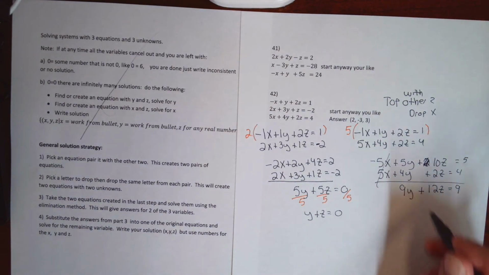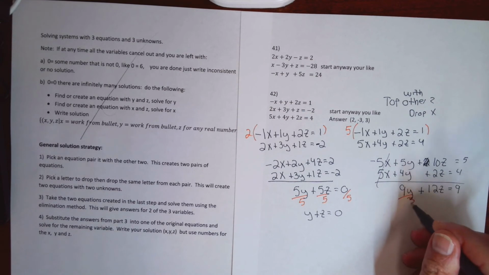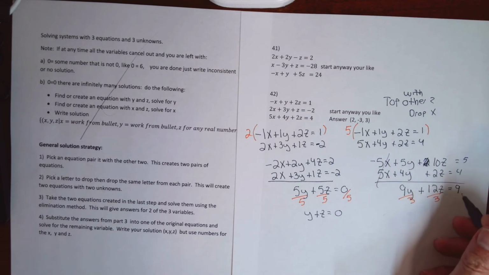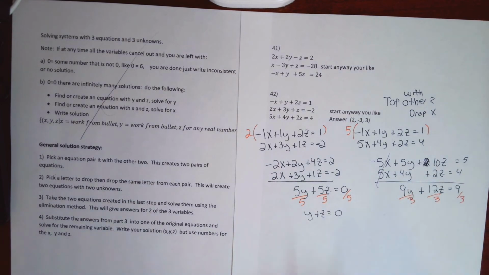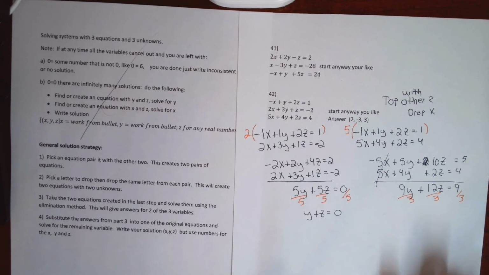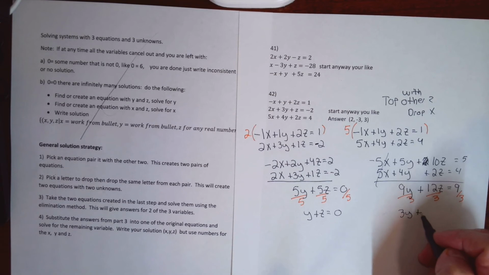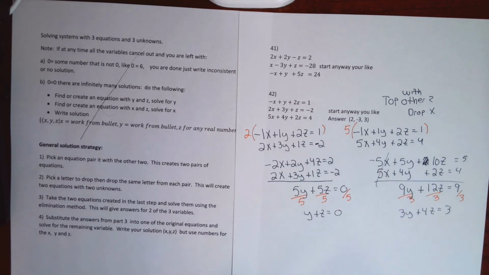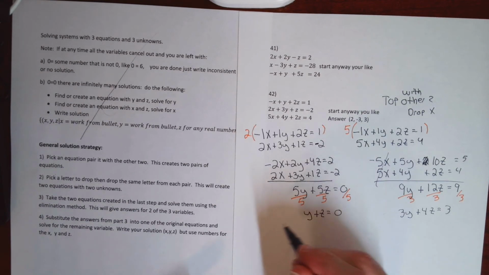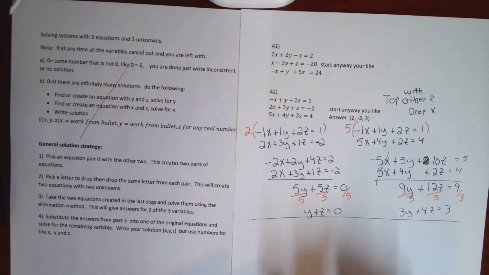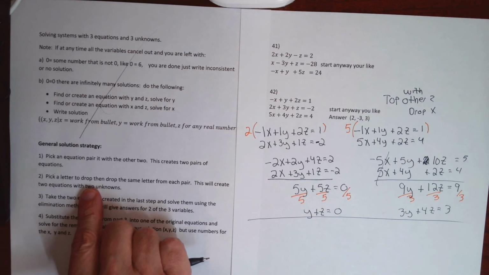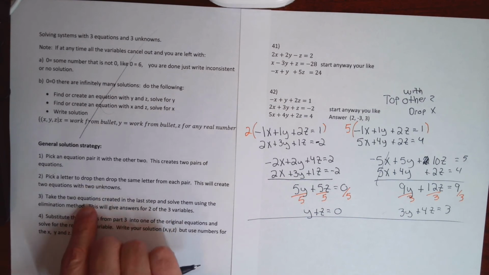Again, if I notice that all the coefficients are divisible by the same number, it's a really nice idea to do that division. So I'm going to divide everything here by 3 and get 3y plus 4z equals 3. The smaller I keep my numbers, the more likely I am to do it correctly. That's the end of step 2. I picked the x and dropped it out. Now I'm going to move on to step 3.